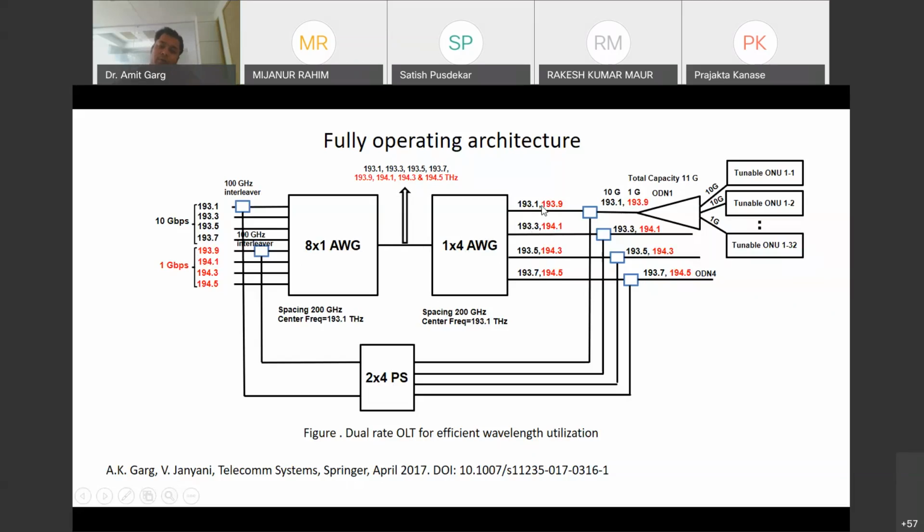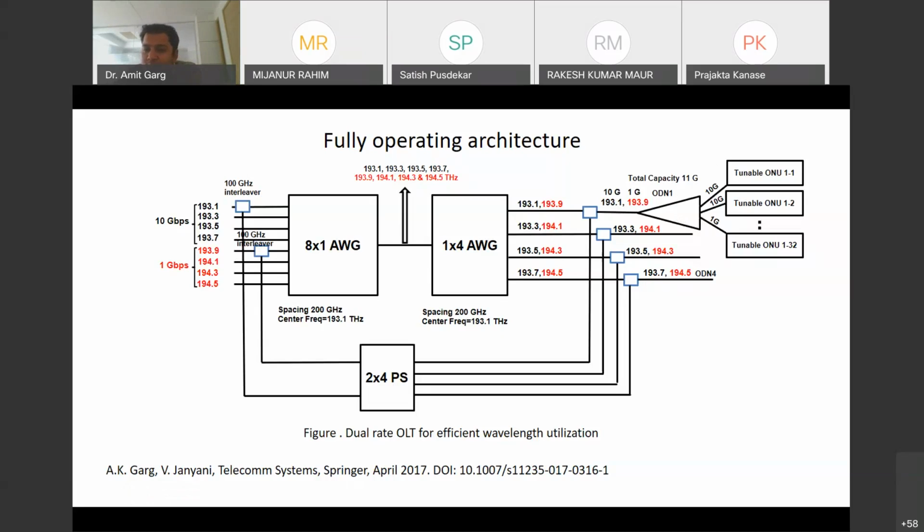Okay, so if you just observe, the black color wavelength is modulated at 10 Gbps, while this red one is modulated at 1 Gbps. Okay, so this particular optical distribution network is able to receive the services at 10 Gbps or at 1 Gbps. So suppose if a 10 Gbps requirement is there, then the 1 Gbps transmitter is off and vice versa.